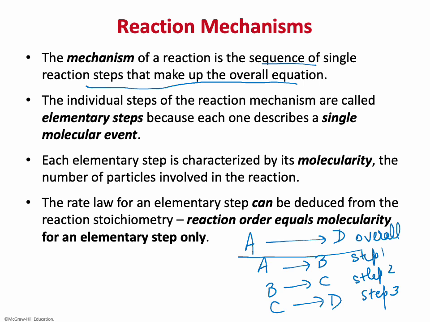A lot of times if we write the rate law, we usually do not write the rate law like this. Rate law is k[A]^x. It's not necessary that the coefficient for A in the equation is x. Why is that? Because this rate law depends on one of these steps of the three.